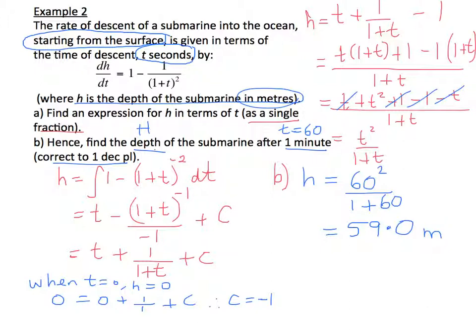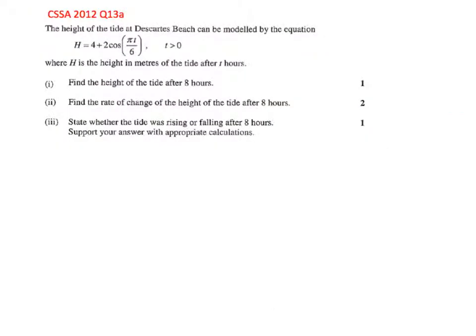Okay, let's have a look at the next question. Alright, so in this question you see that it's a combination of rates of change and trig, because you can see the expression for the height of the tide at Descartes Beach is h equals 4 plus 2 cos of pi t on 6, where t is positive. That makes sense, t has got to be greater than 0. Time is always positive. h is the height in metres, and t is hours.